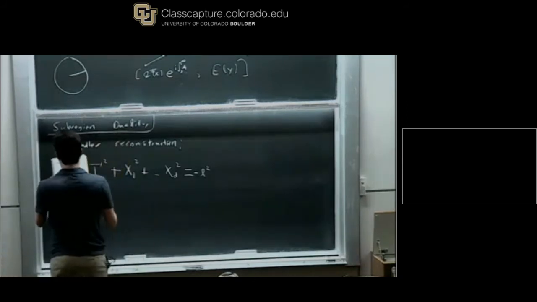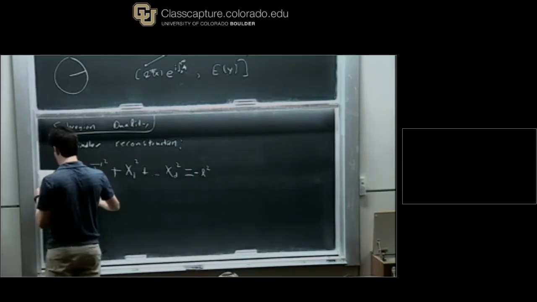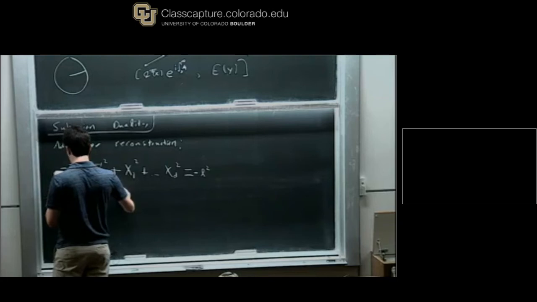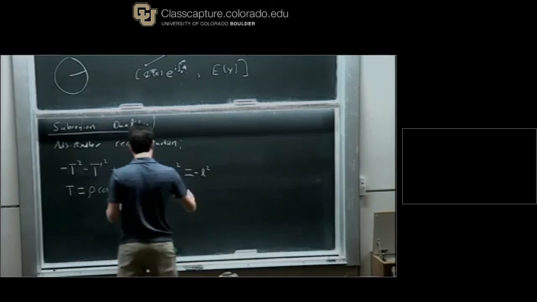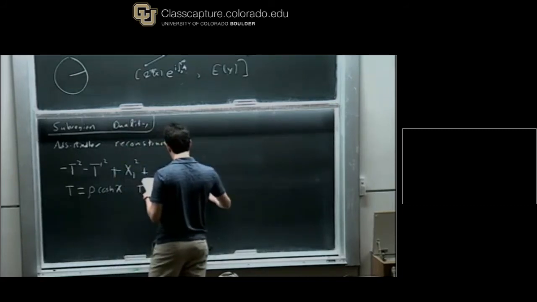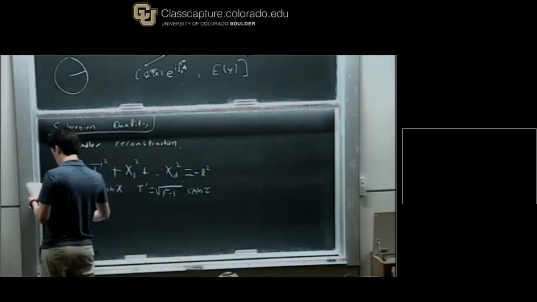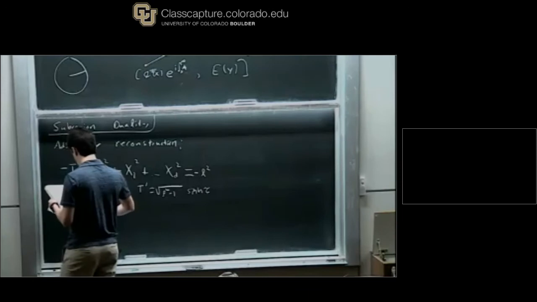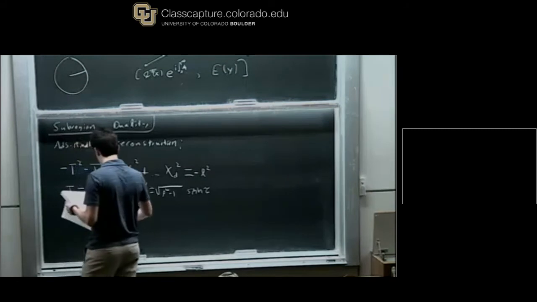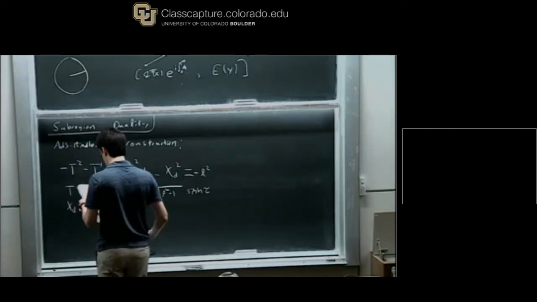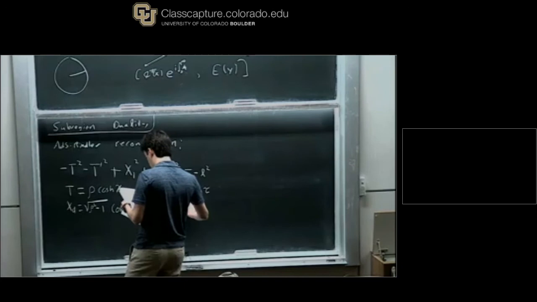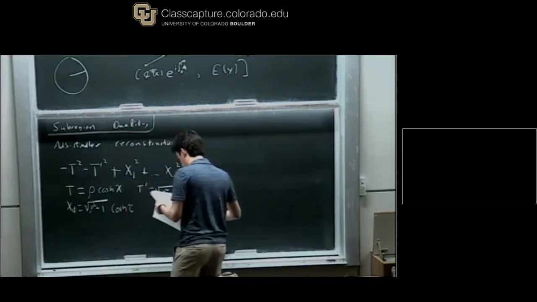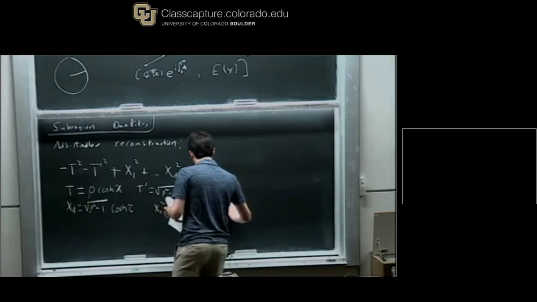So the choice I'll do now instead is I'll define T equals rho cosh chi. T prime is square root of rho squared minus 1 sinh of tau. X_D is square root of rho squared minus 1 times cosh tau, and x1 squared plus x_(d minus 1) squared is rho squared sinh squared chi.